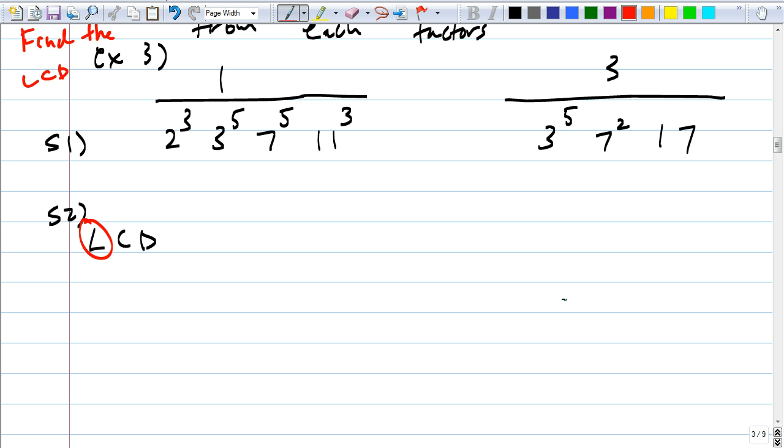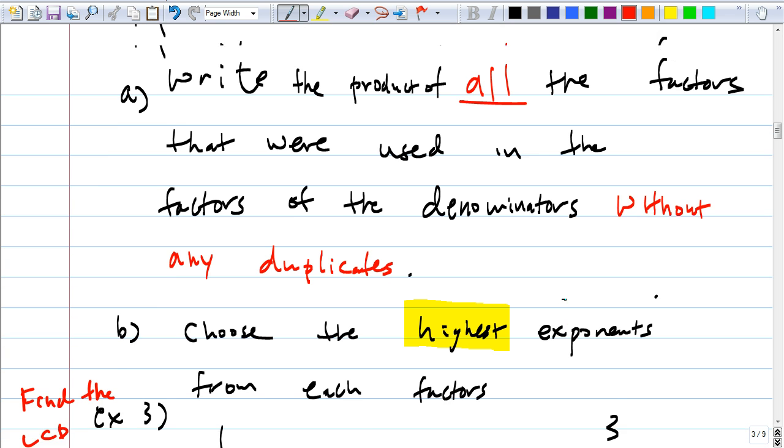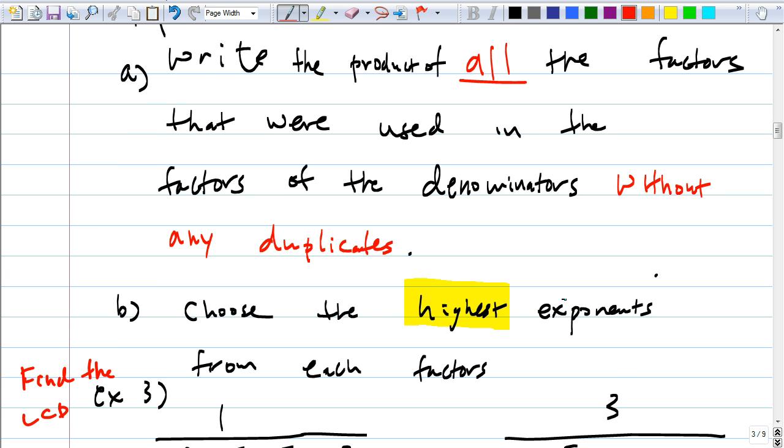Of course, once you have the LCD, you could rewrite these with the LCD, but we're not even gonna do that. We're just gonna come up with the LCD first. Is that okay? So we did step 1. Look at step 2. It says write the product of all the factors that were used in the factors of the denominators without any duplicates.